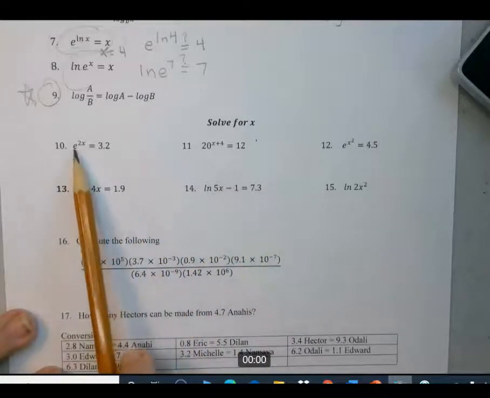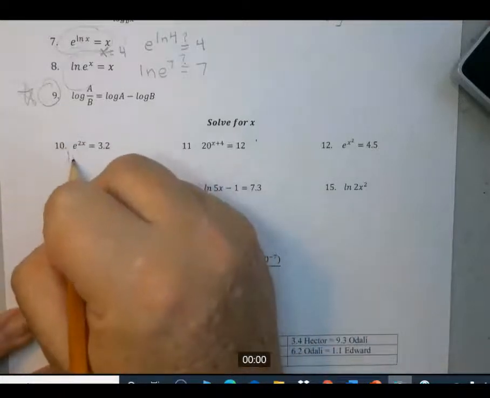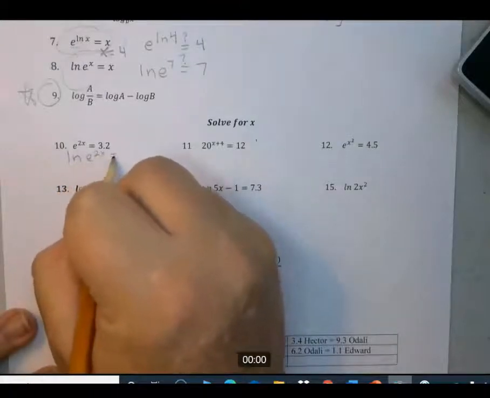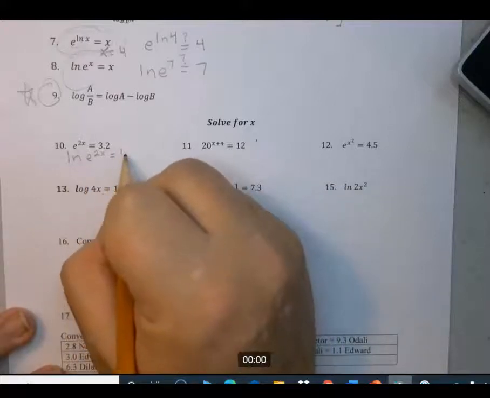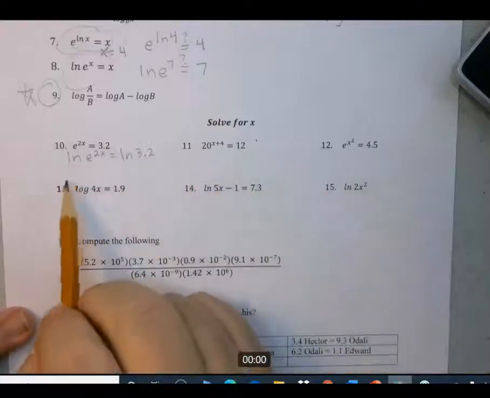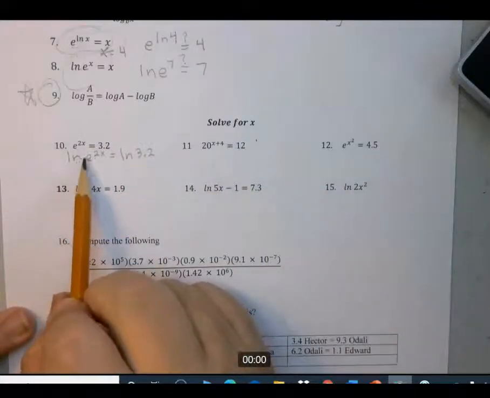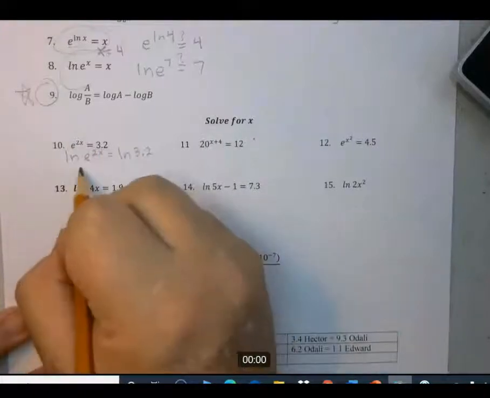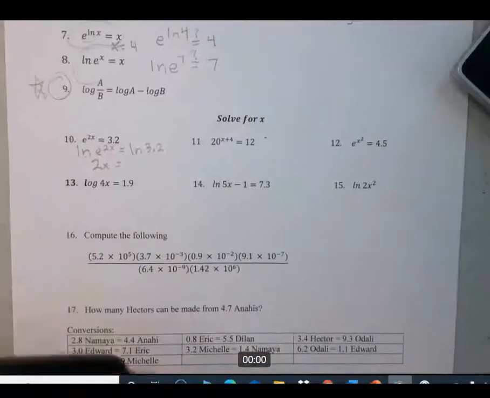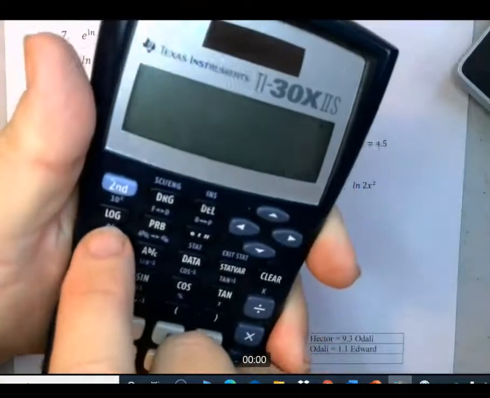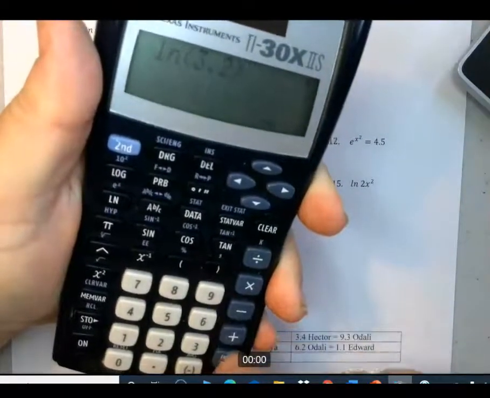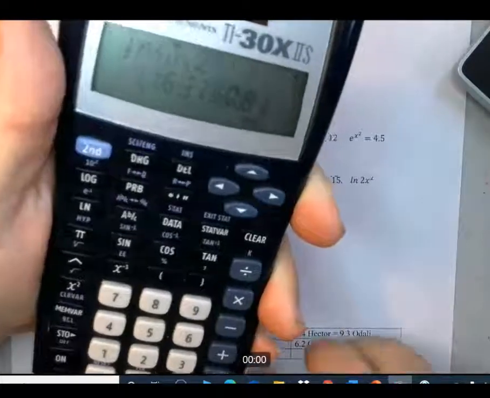Well, we know that we can turn this into an inverse by writing natural log e to the 2x equals, now anything you do to one side, you do to the other, natural log of 3.2. So natural log of e is going to inverse. That means this is going to come out as just 2x. And the natural log of 3.2 you just do on the calculator. So natural log 3.2, close the parenthesis, and it gives you 1.16.